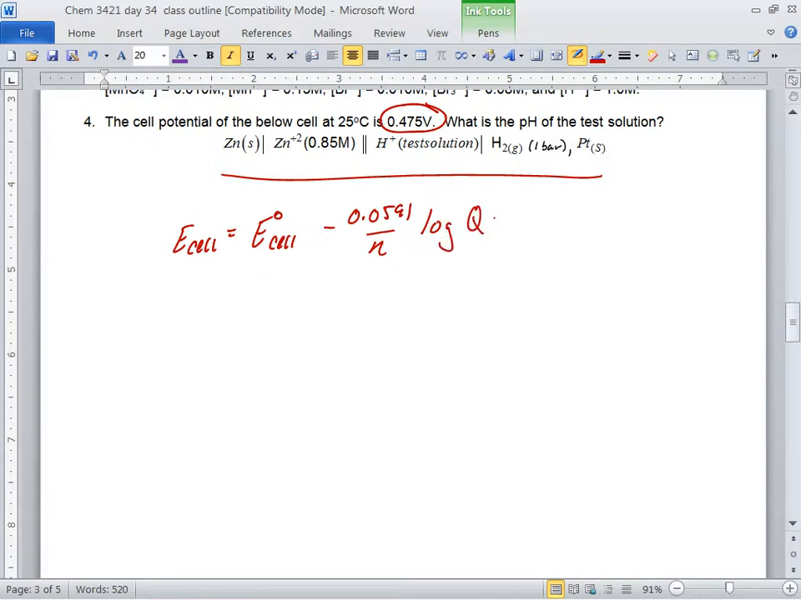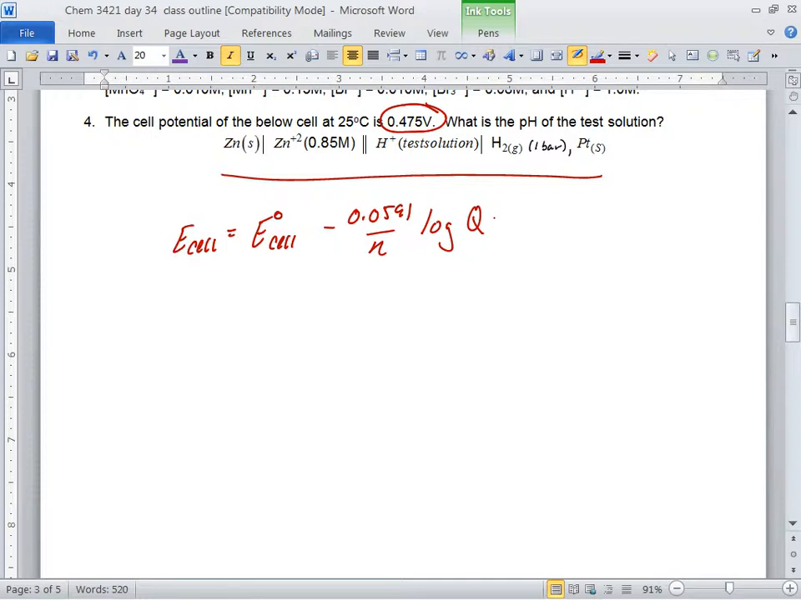You need to figure out what E0 cell is. You got to figure out what N is. And that N is the same N that goes in the delta G equations. It's the number of moles of electrons that cancel. These are potential ideas. It's not a how much work can you achieve type of question. And then get your overall reaction so we can write the equilibrium constant expression and put it in for Q.